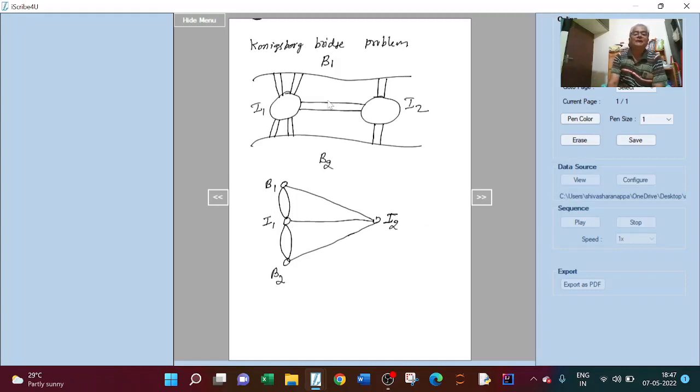This figure can be converted into this figure, and he called this a graph. By defining the graph, Euler became the father of graph theory. He tried on this graph. Then what is a graph? How do we define a graph? The problem cannot be solved because of some constraints. It is not possible to solve. This is known as the Koenigsberg bridge problem.